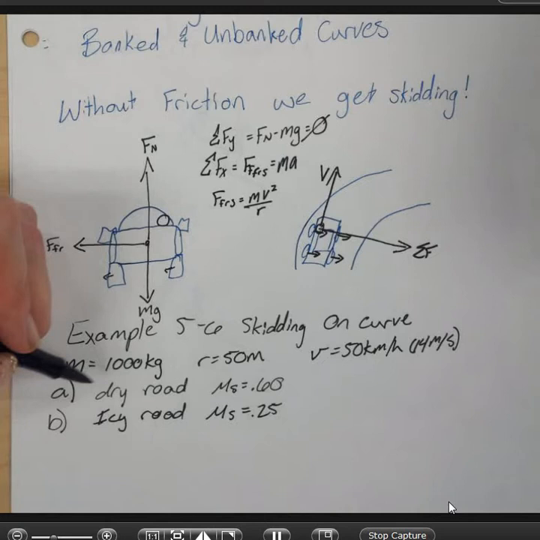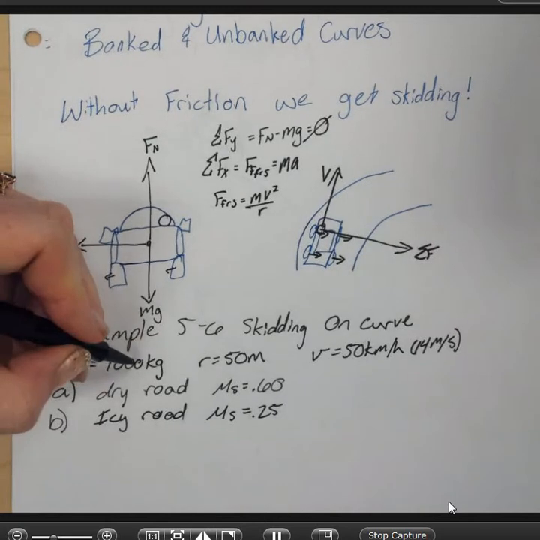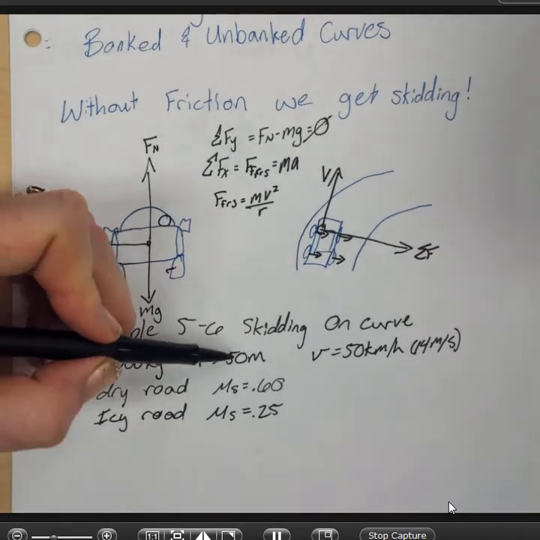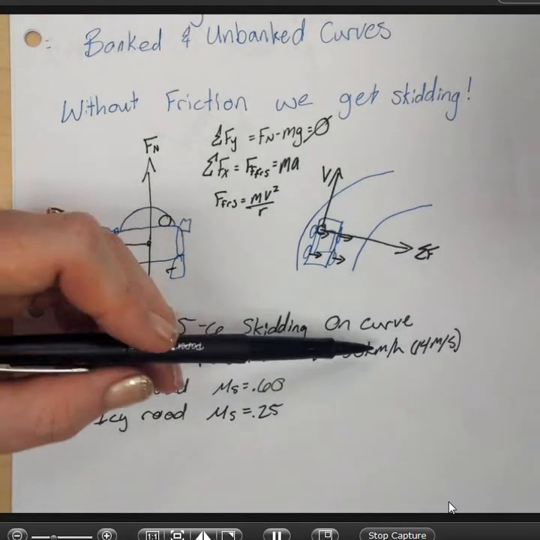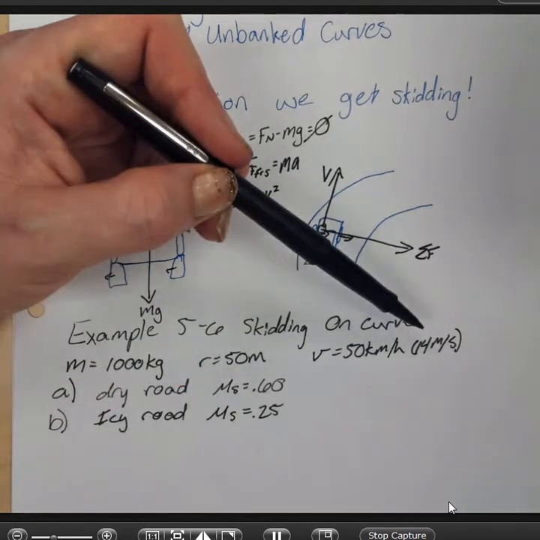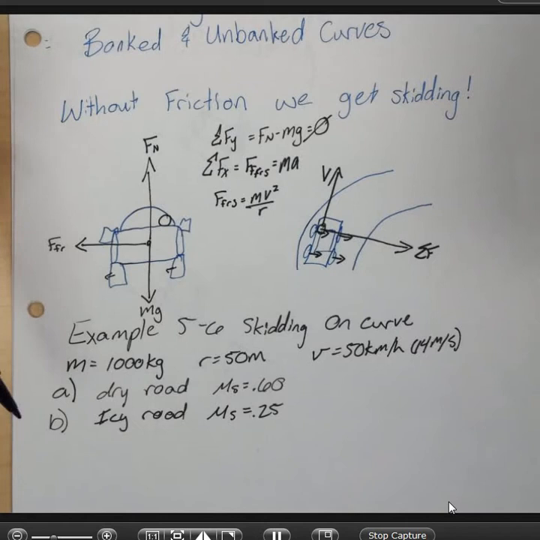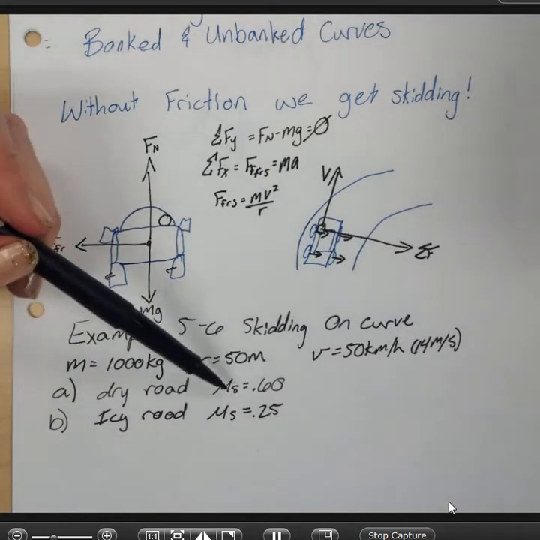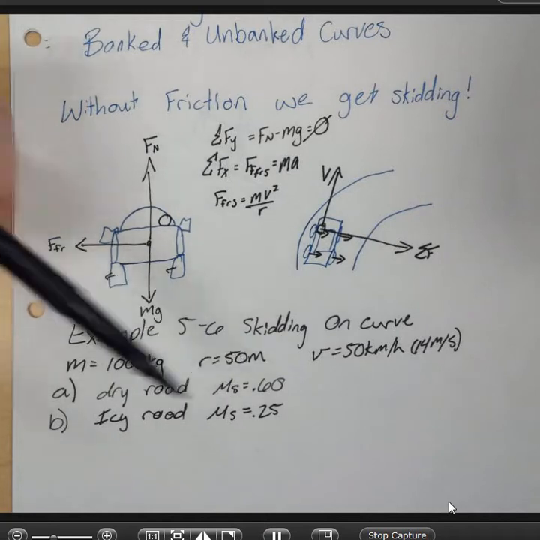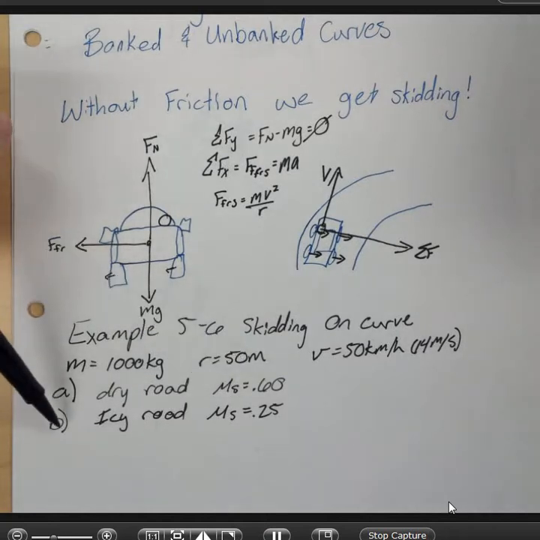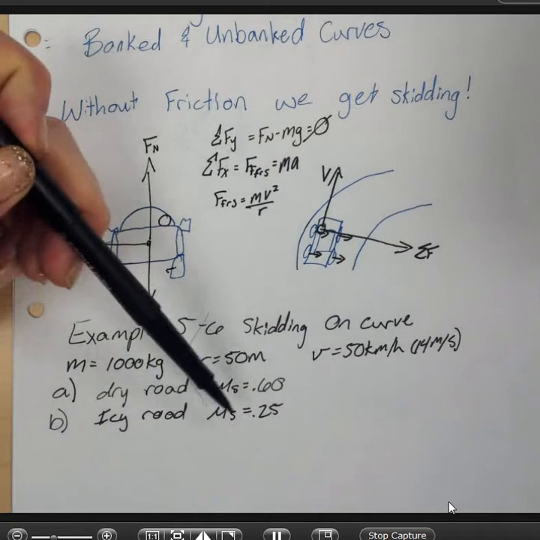So we're going to be looking at a car with a mass of 1,000 kilograms making a turn of radius 50 meters with a velocity of 50 kilometers per hour, which we can convert to 14 meters per second. And we're going to determine if this car can make the turn on a dry road, where the coefficient of static friction is 0.60, and on an icy road, where the coefficient of static friction is 0.25.